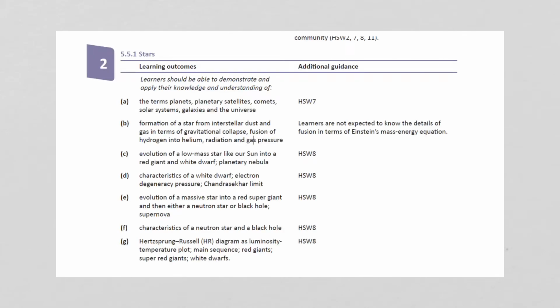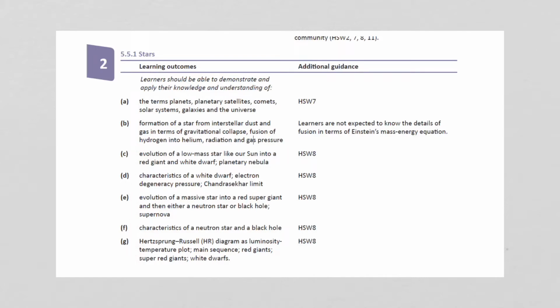So with regards to what you need to know by the end of this section, we use the word planet quite a lot. We might not use the word planetary satellites, but certainly the word satellite we will use. You will have heard of a comet, I hope. You might know a little bit about it. Solar systems, rather than just our solar system. Galaxies you will have heard of, but we need to be clear on the definition. And of course the universe, an ever so large thing. Afterwards, as I said a second ago, formation of a star.